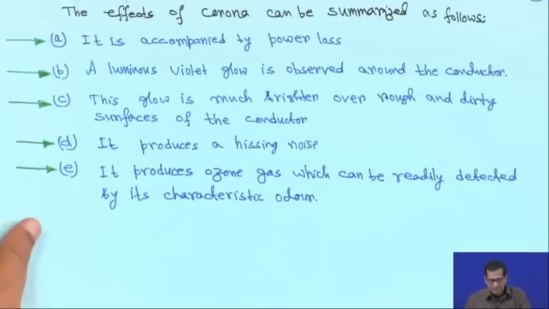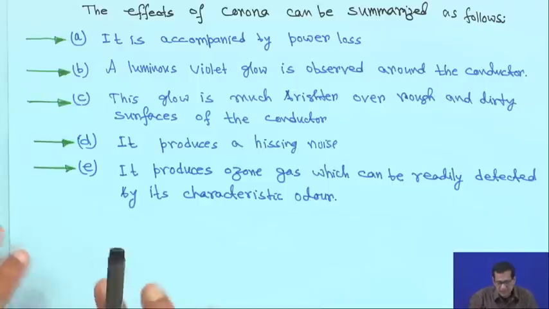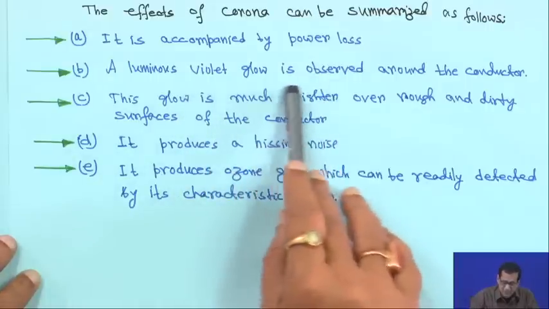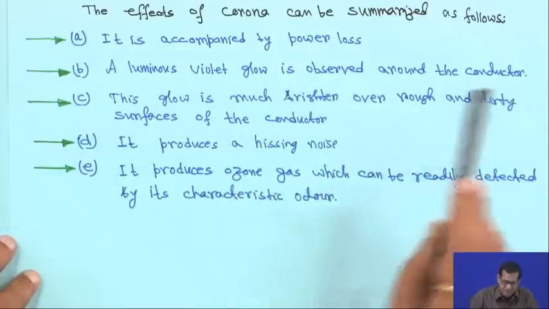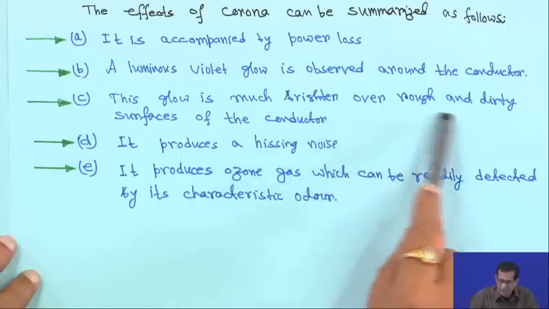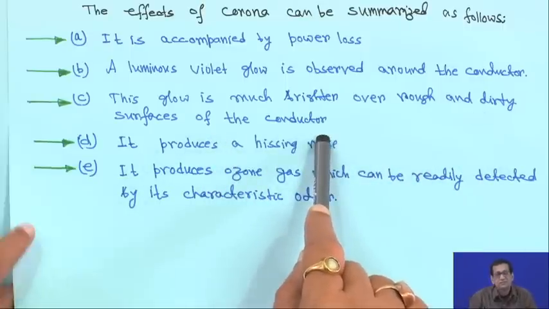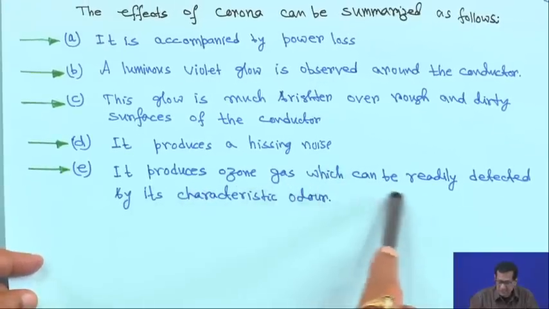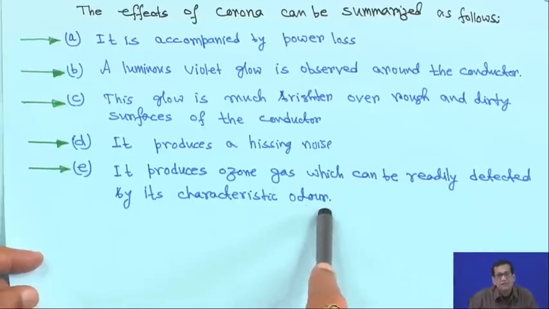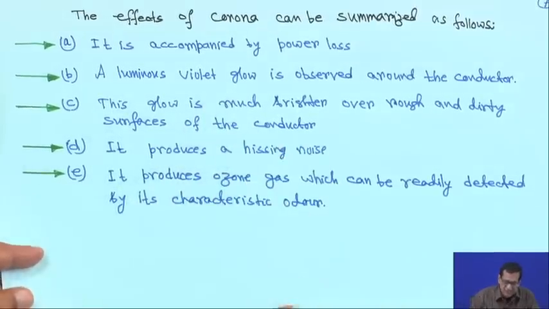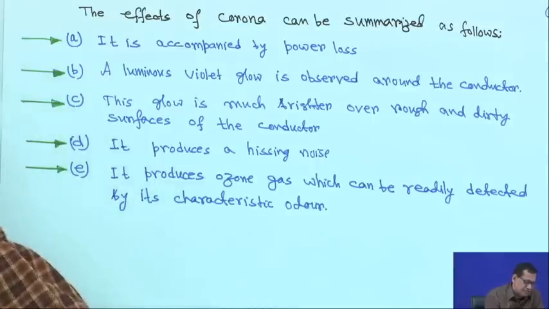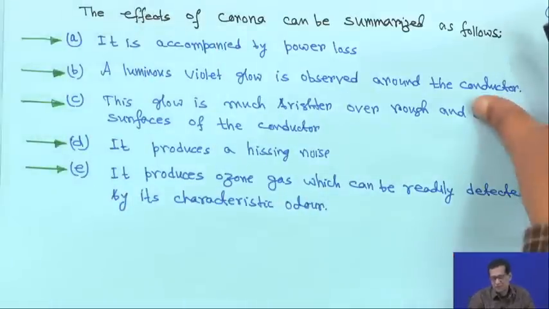Now, therefore, the effects of corona can be summarized in a few points. Look, it is accompanied by power loss, this is known to you. A luminous violet glow is observed around the conductor, right. This glow is much brighter over rough and dirty surfaces of the conductor rather than a smooth surface. It produces a hissing noise, and it produces ozone gas which can be readily detected by its characteristic odor, right. So, these are a few points that can be summarized for corona. That is why I am telling you to try to see, if you see any overhead line of 220 kV or above, you can see these corona effects.